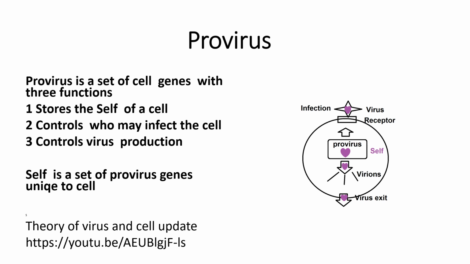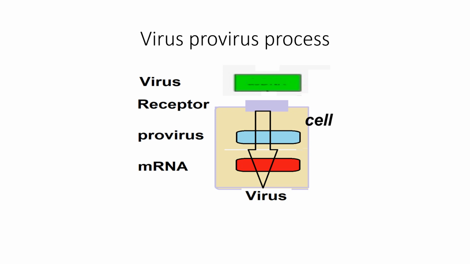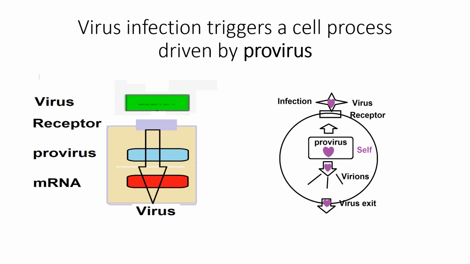So what we are talking about: virus attaches to a receptor, which is an infection, and triggers the formation of the provirus, which then is responsible for the 3 functions which I just described. Now, if we make out of this unit a provirus process, you have a virus, attaches to a receptor, interacts with or triggers the provirus, and the provirus provides the virus. So, virus infection triggers a cell process driven by provirus.